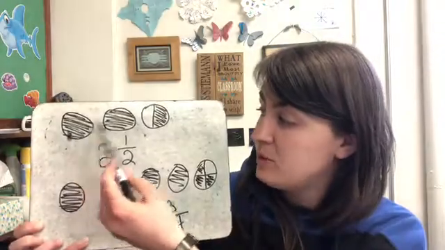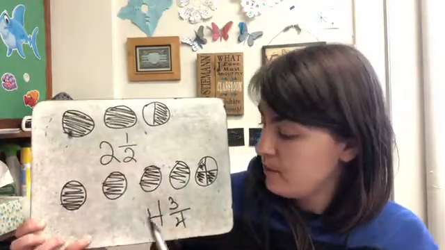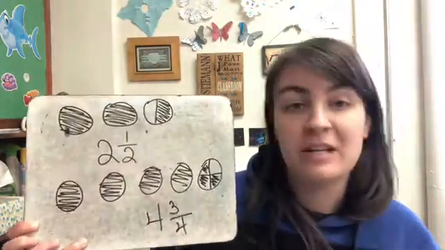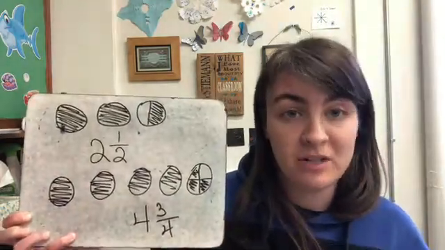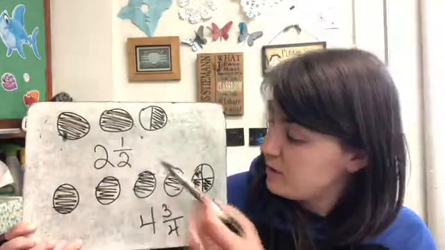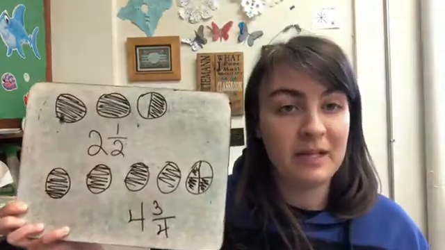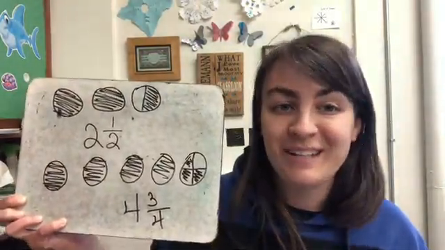So you find how many wholes you have, that's your whole number, and then you find what your fraction is of the leftovers, and that would be the fraction part of your number to make a complete mixed number. Have fun as you're working on it.